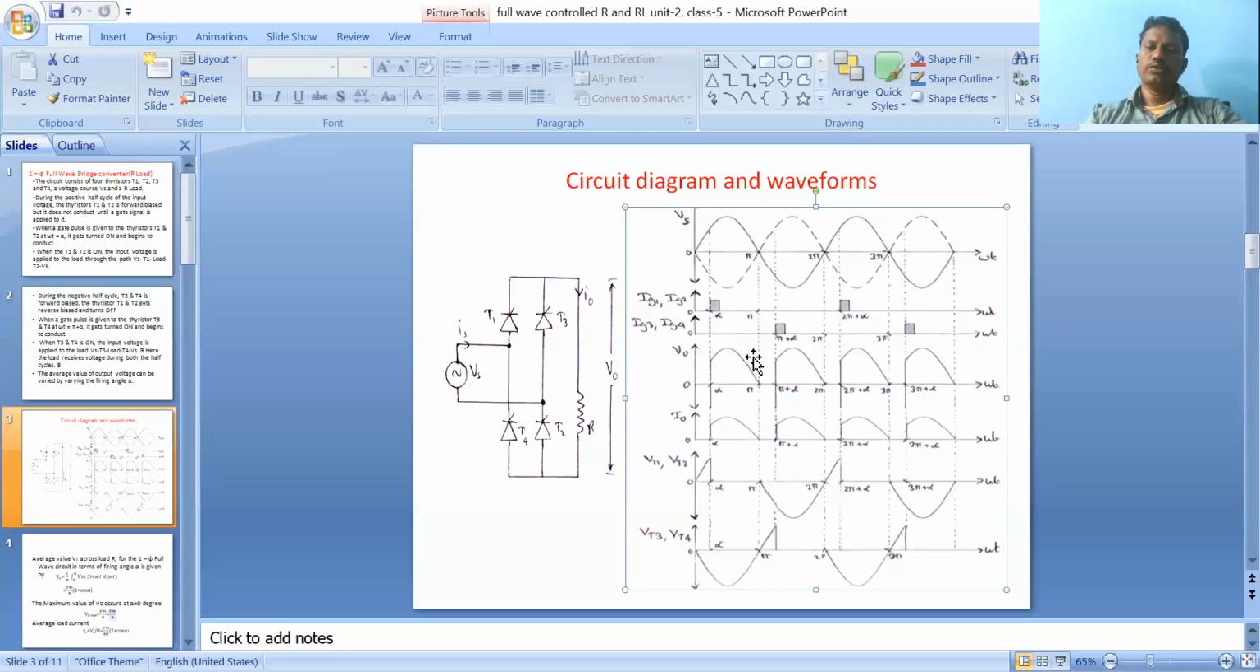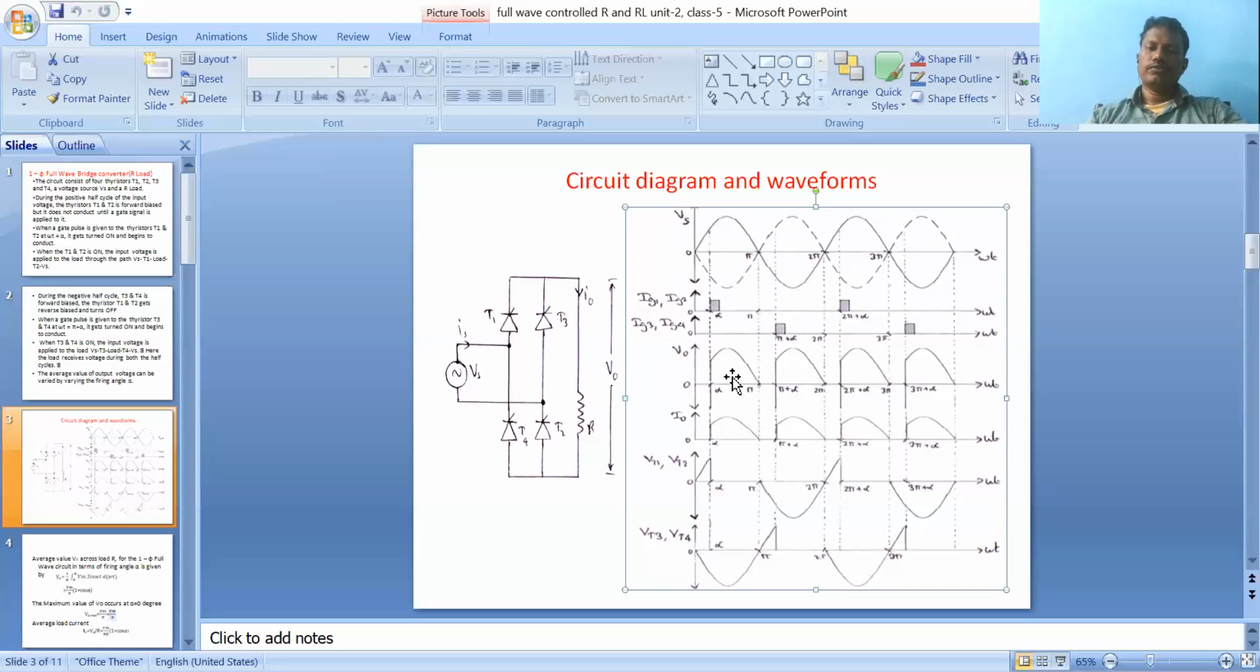It is also called a two pulse converter. Why is it called two pulse? Because of the number of pulses in the DC output for the completion of one cycle of input. For one cycle of input, how many pulses are on the output side? Two pulses, one, two. So it is called a two pulse converter.